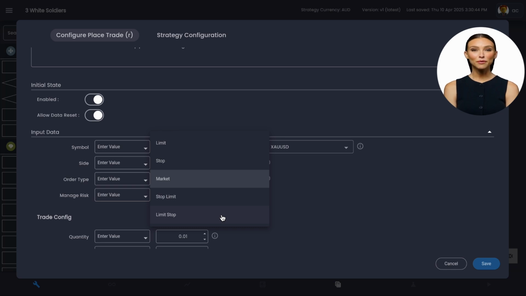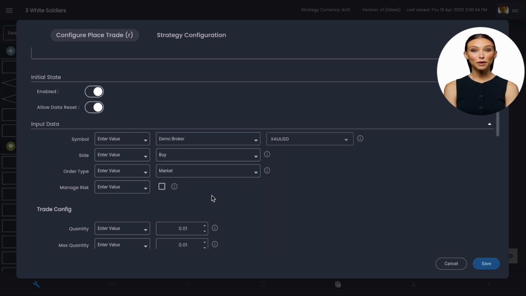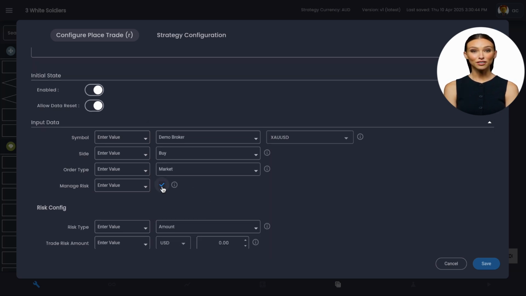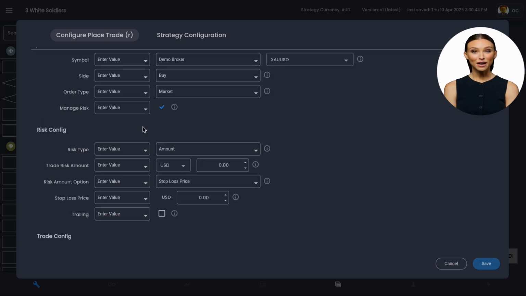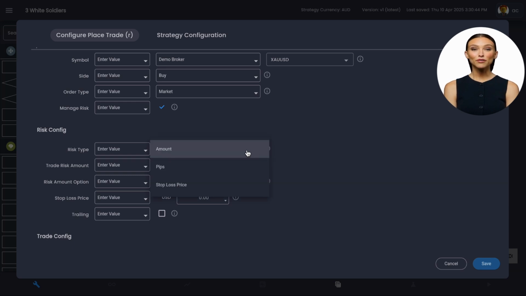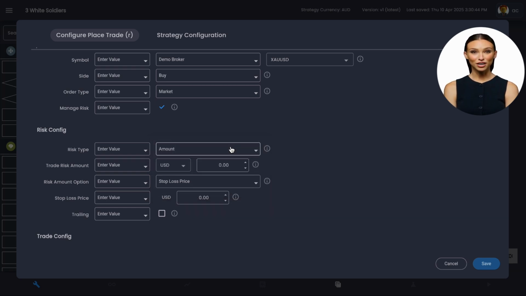We can also set risk management controls in the place trade with risk rule. If enabled, risk management allows you to configure a stop loss as soon as the order is filled, ensuring protection from the outset. You can configure risk using a fixed amount in either the trade-based currency or the strategy's default currency, a number of pips from the entry price, or a specific target stop-loss price. For example, let's say we wanted to risk $100 on this trade, with a stop distance of 500 pips.